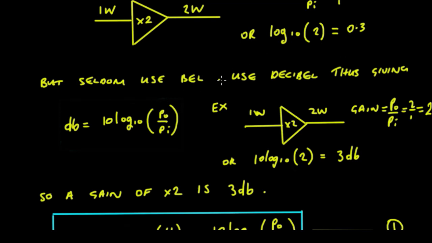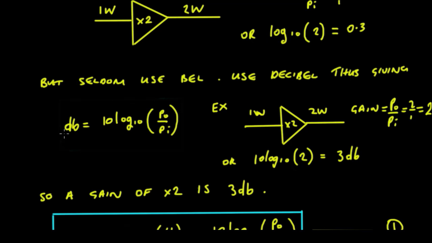So instead of using a gain of 2 is 0.3, the gain of 2 becomes a value of 3. Okay, so you could have a wee look up in a wiki somewhere to check out the history behind that. Okay, there's plenty there for it.